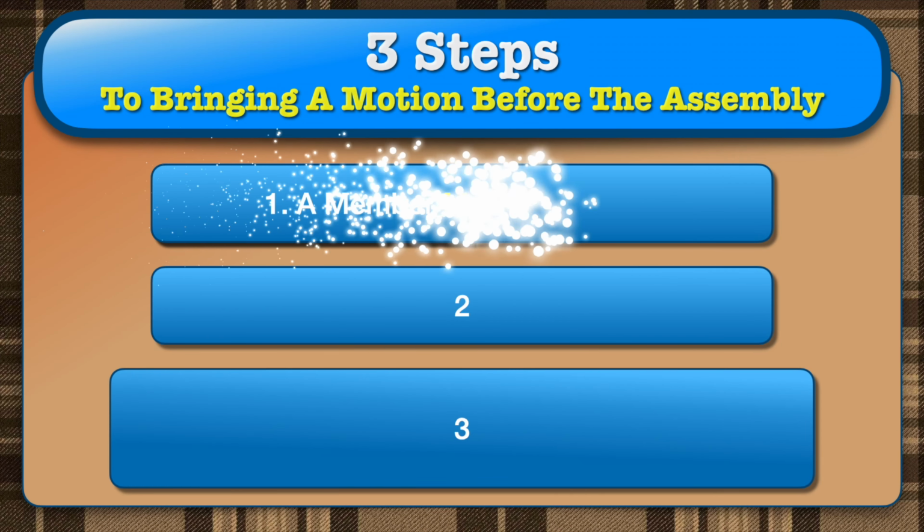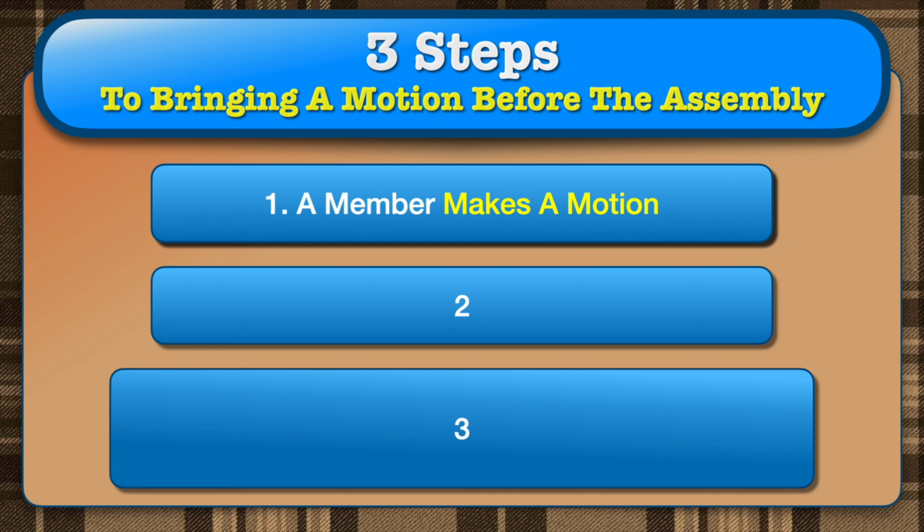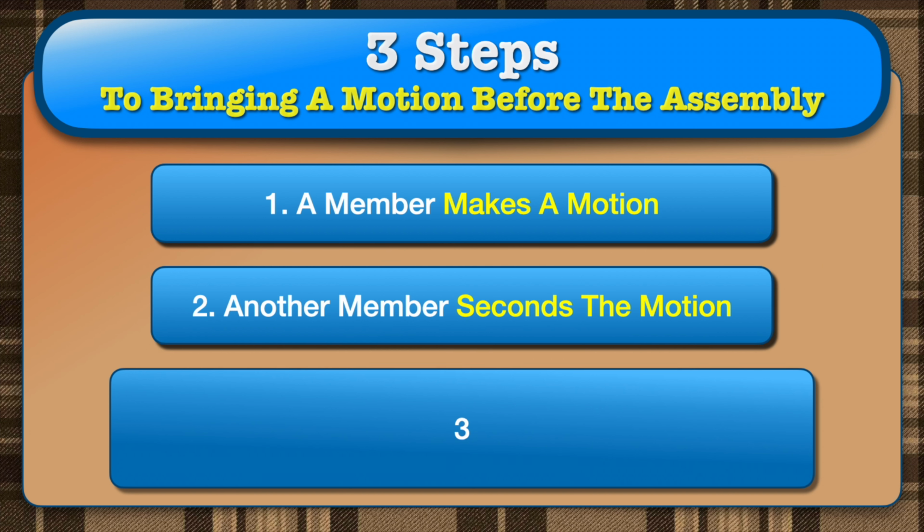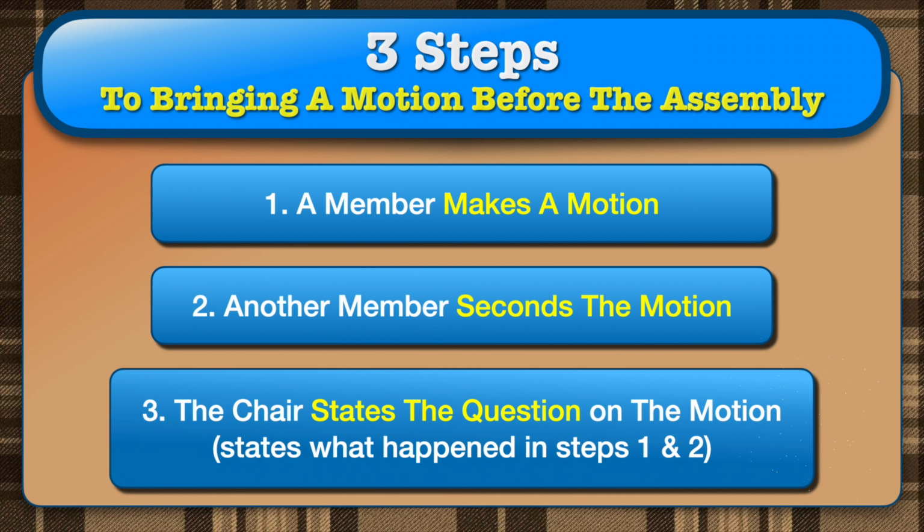There are 3 steps to bringing a motion or a question before the assembly. And these steps are really easy to remember. Let's take a look. First, a member makes a motion. I think we can all remember that. The second step is the easiest to remember because it actually is a second. Another member seconds the motion. Then the third step is the chair states the question on the motion. And this one is really easy because the chair just states what happened in the first 2 steps. The chair literally says it is moved and seconded and then repeats the motion.